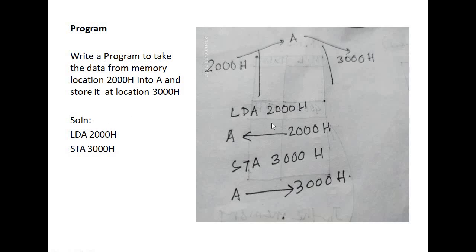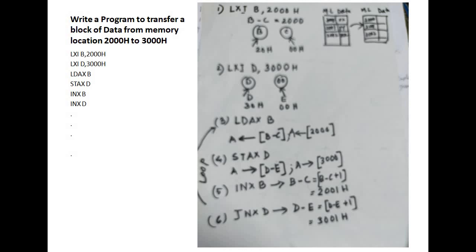LDA 2000H, what does it do? It will load the data contained in memory location 2000H into the accumulator, right? We have got the data from 2000H into the accumulator, and then by writing STA 3000H, we will store the content of the accumulator into memory location 3000H. Very simple.